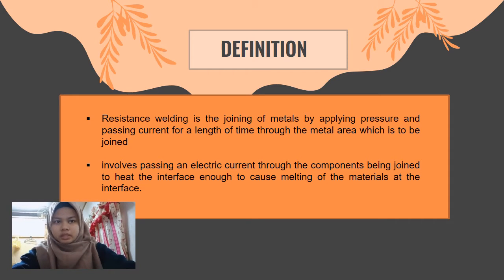What is resistance welding? Resistance welding is a joining of metals by applying pressure and passing current for a length of time through the metal area which is to be joined. It involves passing an electric current through the components being joined to heat the interface enough to cause melting of the materials at the interface.